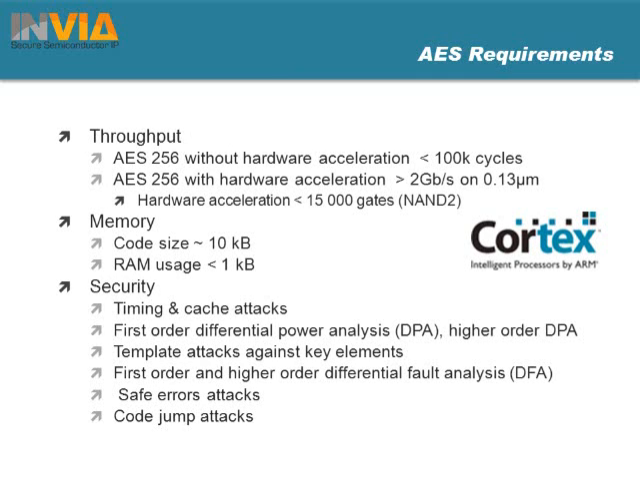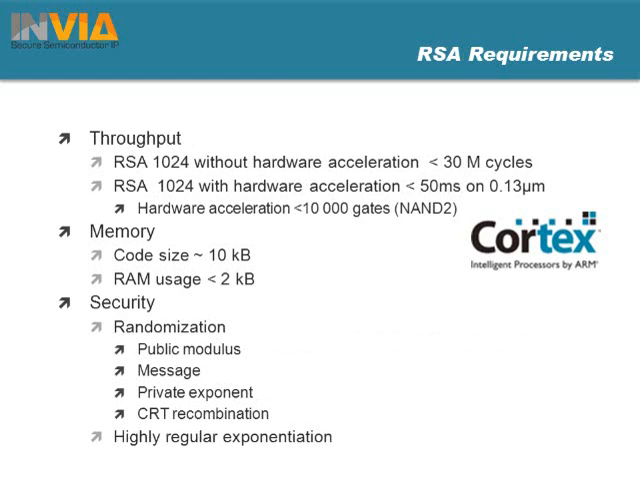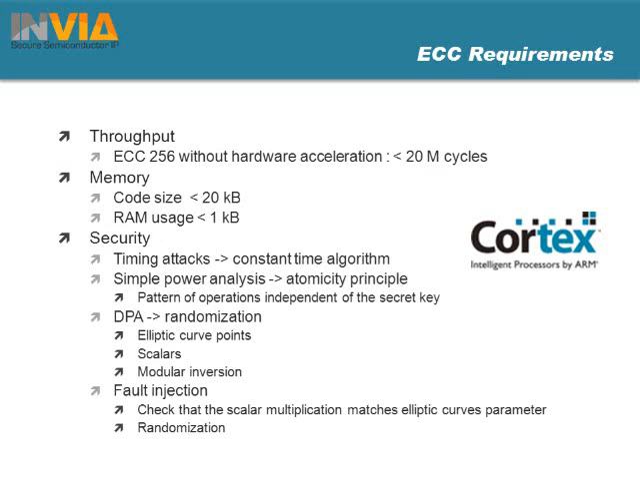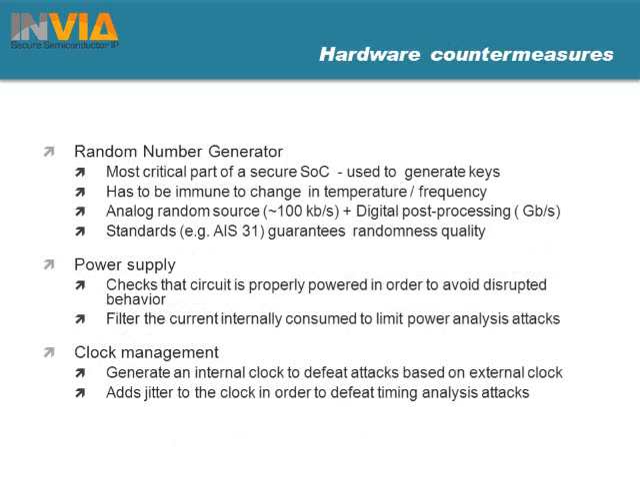So these are the recommended security features and performance for a typical implementation of AES. I chose the figure on the Cortex, the ARM Cortex processor, but the same would apply to other processors, RSA and ECC. So every time you get the throughput, the memory and size, and the security requirement. I'll finish quickly with some hardware countermeasures.